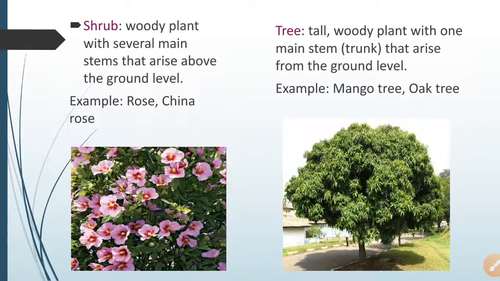Next, the shrub will be a little bit bigger and enlarged compared to the herb, where it will be a woody plant with several main stems that arise above the ground level. Example, the rose, China rose, here shown in the picture. Next, the trees are tall woody plants with one main stem, that is known as trunk, that arises from the ground level. Example, the mango tree, oak tree and many other trees that you see around your environment.